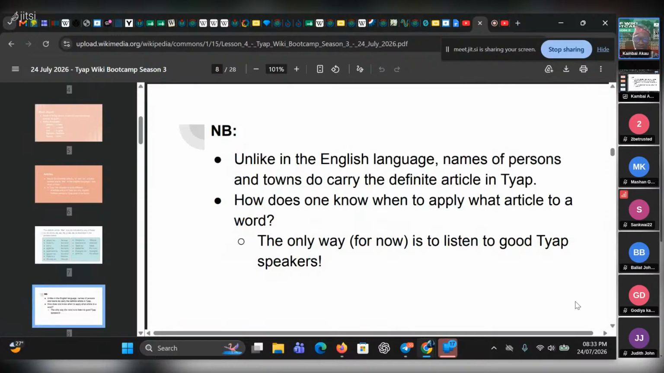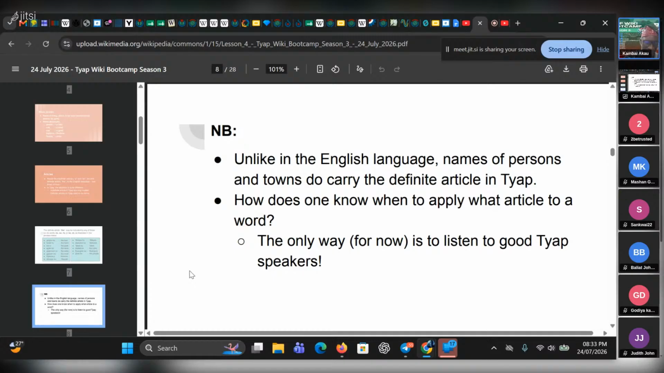Okay. So how does one know when to apply what article to a word? Well, before now, this very document says the only way for now is to listen to good Tiap speakers. But then I've given you some clues before this very page.